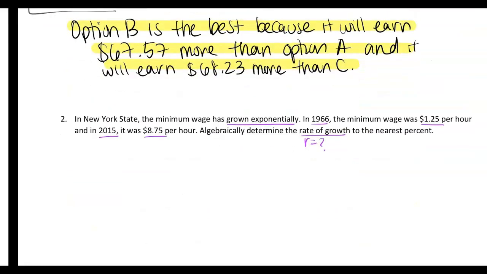So I'm going to recopy it down here. A of t is going to equal a sub 0, 1 plus my rate raised to the t power. Since it says that it's grown, that's why I put that plus symbol. Okay, so my initial amount, which was what we're starting with in 1966, that's my a sub 0. So a sub 0 is 1.25. I don't know the rate, so R is a question mark. Oh, I think I can find my time.